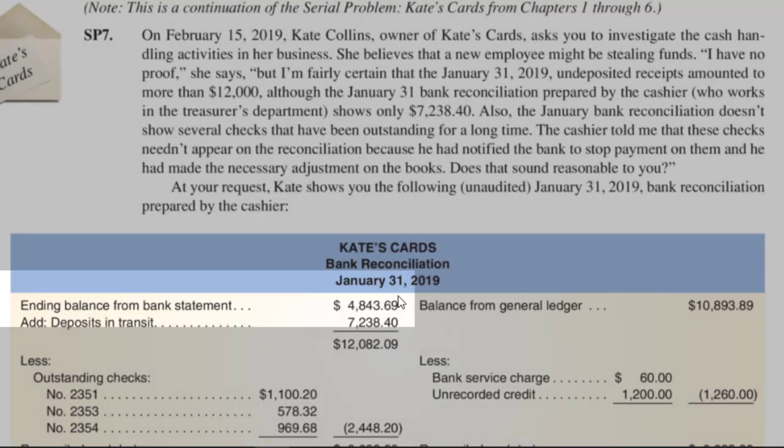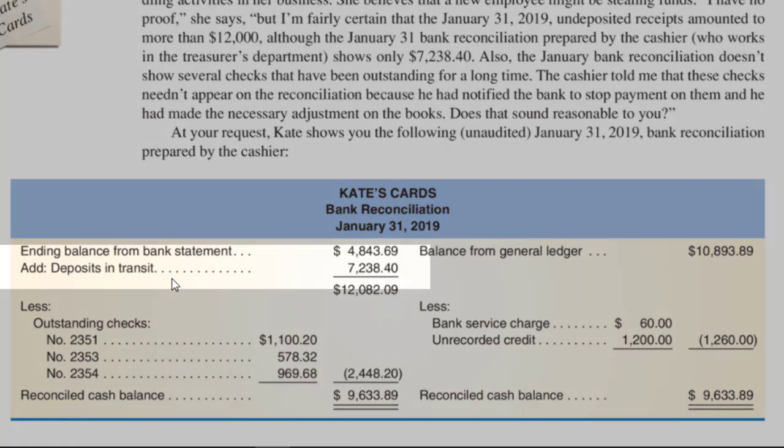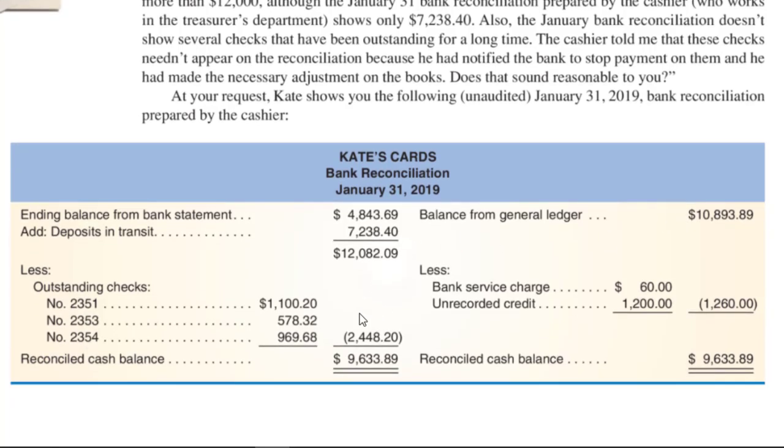The reason is that you oftentimes have some deposits in transit, meaning maybe you went to the bank and deposited some amounts, but they didn't get to the bank in time, and so they show up on your books, but they don't show up on the bank statement yet because it didn't get there in time. It'll show up next month.